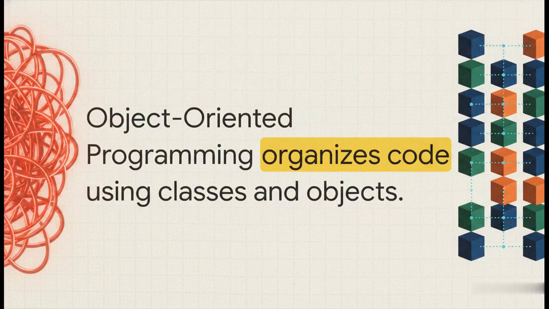The foundational definition you need to lock in is this. Object-oriented programming organizes code using classes and objects. When you're just writing regular procedural code, things get really messy as your program grows. It just turns into this giant wall of text. OOP is a total paradigm shift. It models your code after real-world entities, creating a beautifully structured, organized system instead of just a tangled web of commands.